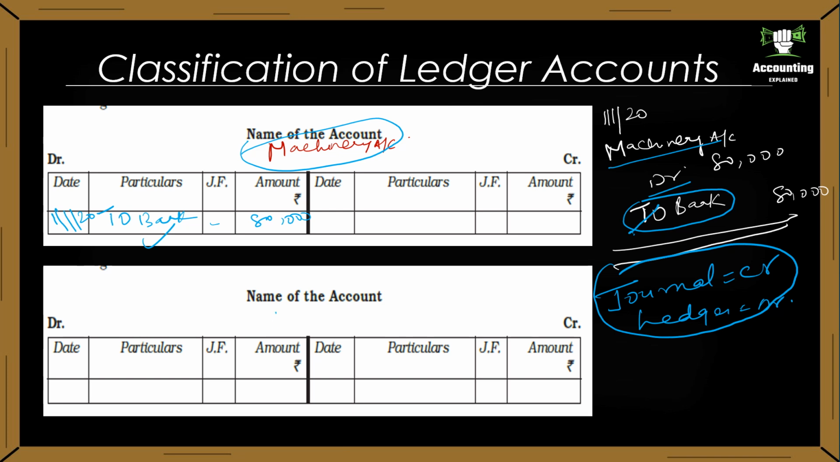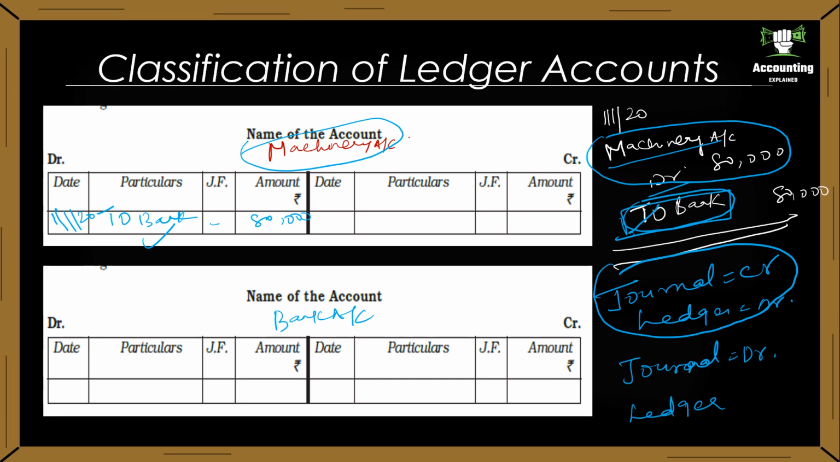Now let us see how to transfer to the bank account. Bank is here. What is the opposite of bank here? Machinery. What have you done with machinery? You have debited. So in the journal, you have debited. In the ledger, what you are going to do? You are going to credit. Okay. So I write the date here 1/1/2020, and when you are going to credit, the credit side will start with 'By' machinery account. So see, this machinery 80,000. This is how posting will be done. Okay.